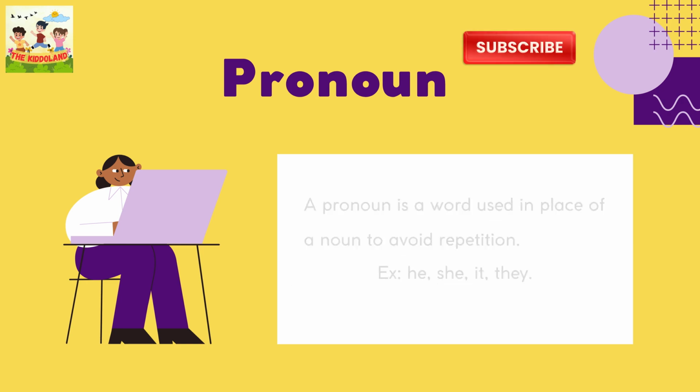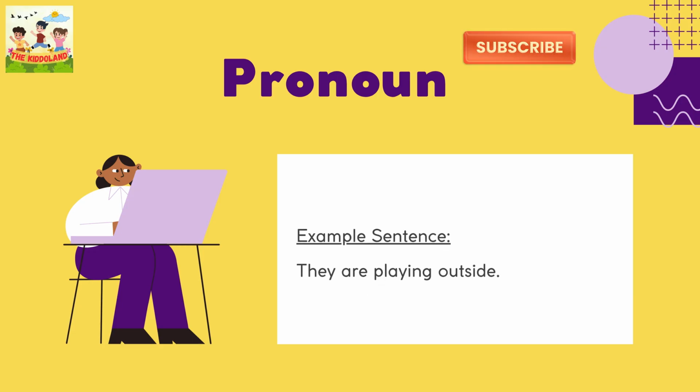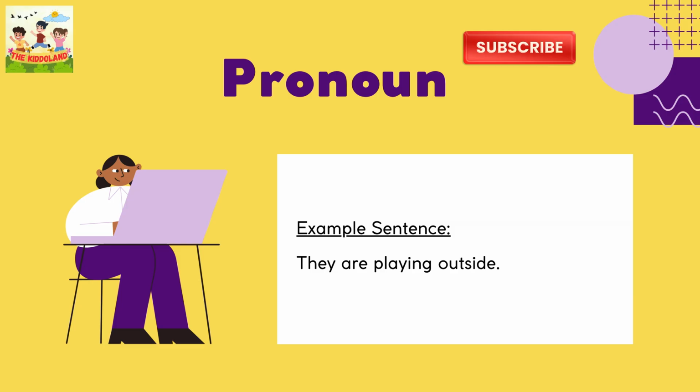Look at this sentence. She is reading a book. The word she is the pronoun used instead of a girl's name. Now try this. They are playing outside. The word they is the pronoun that replaces a group of names.